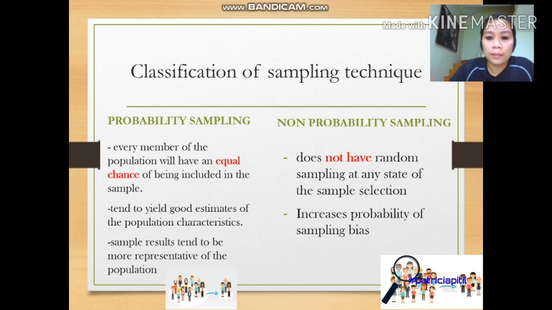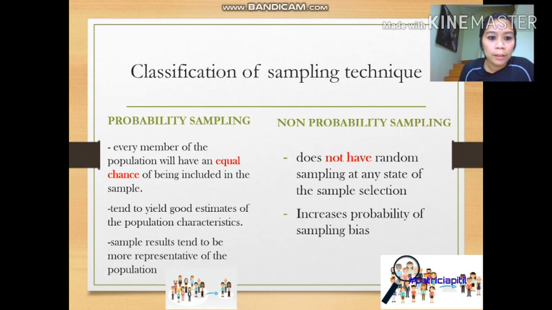And the second classification will be non-probability sampling. These types of sampling, non-probability, dia ada kebarangkalian. It does not have random sampling at any step of sample selection, and it could increase the probability of sampling bias, meaning that you are choosing other characters that, as a researcher, you have decided, and it tends to lead to sampling bias, but not saying that it's wrong. It tends to have a higher risk of sampling bias.